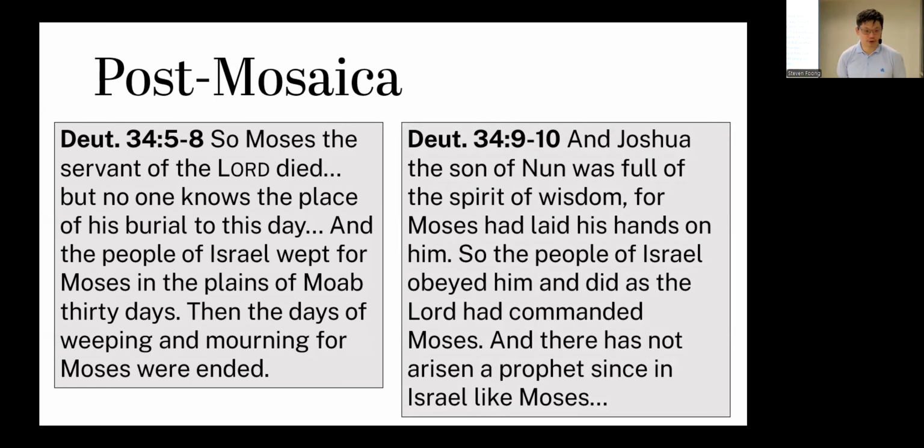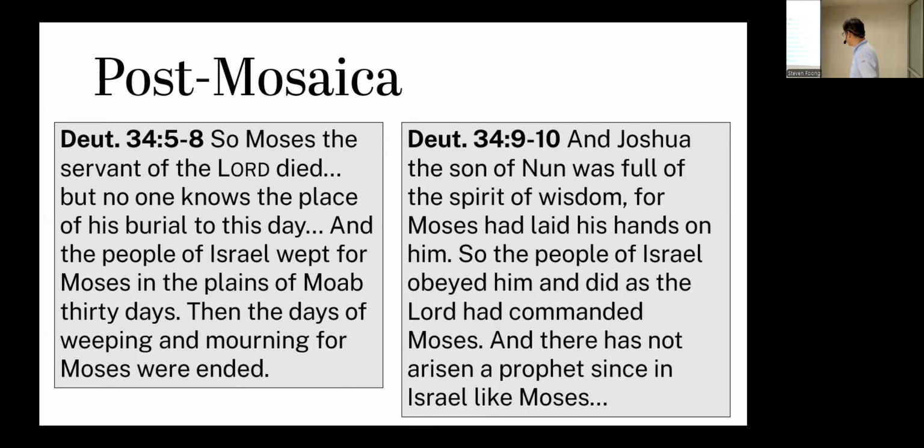Now the traditional view would be that this part must have been written by Joshua then. So Moses wrote much of Deuteronomy, and then Joshua writes the final paragraph as an epilogue to Moses' career. But if you look at that line, there has not arisen a prophet since in Israel like Moses. If Joshua is a successor of Moses, then Joshua is basically saying, I'm not as good as Moses. That's about all it would mean.